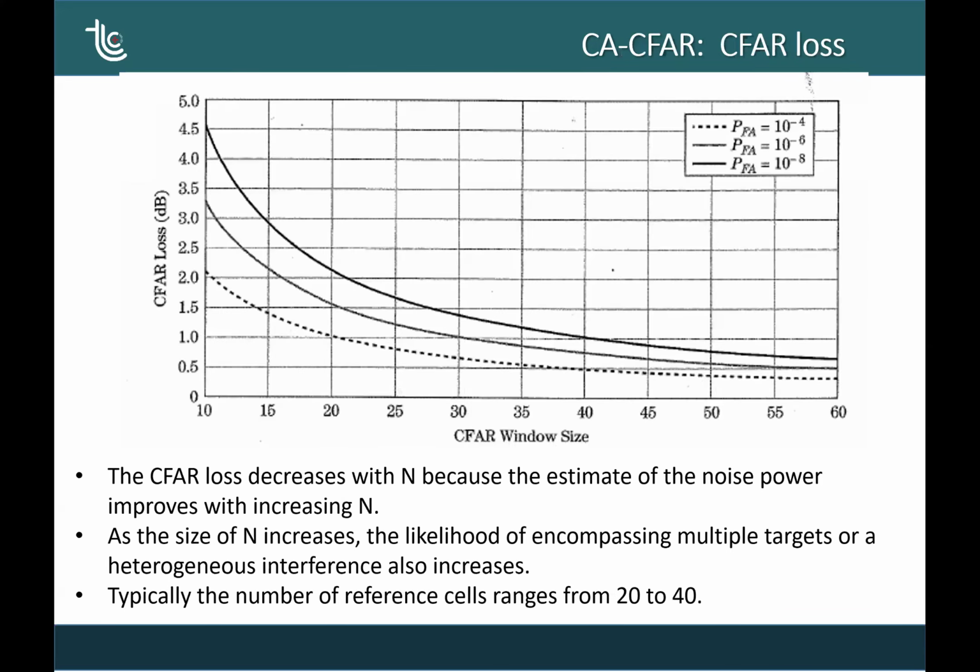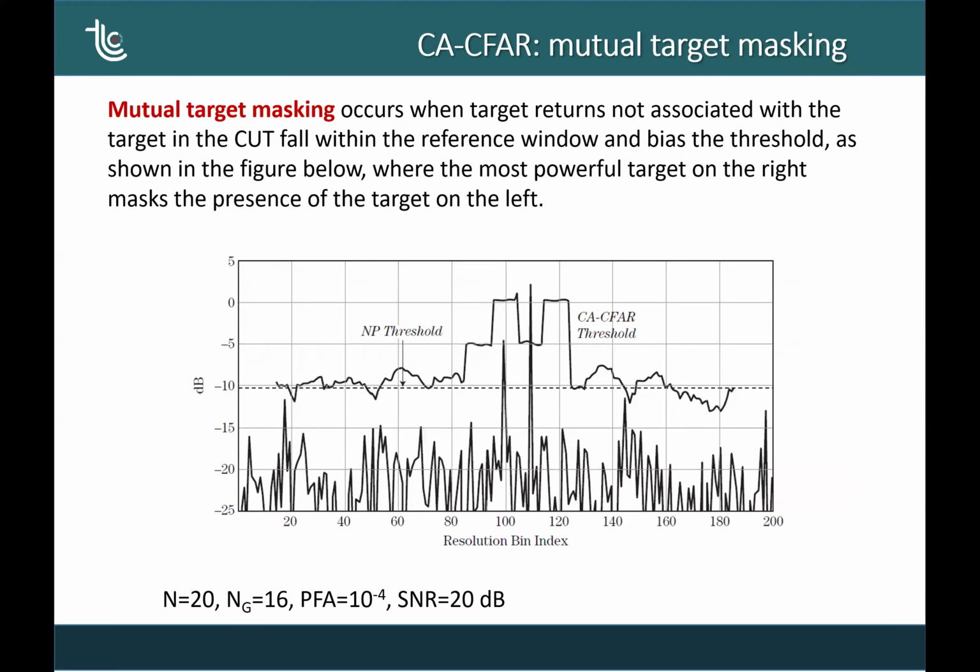Let's go here and we see what happens. See here we have n equal to 20, so we use only 20 samples for estimating the noise power. And then we have 16 guard cells. Again, the probability of false alarm is 10 to minus 4. And here, the signal to noise ratio is 20 dB. Okay, this is the average.